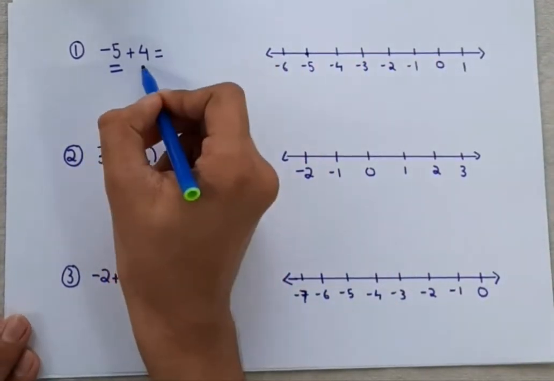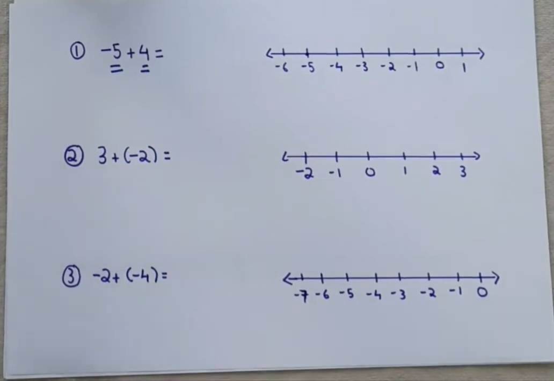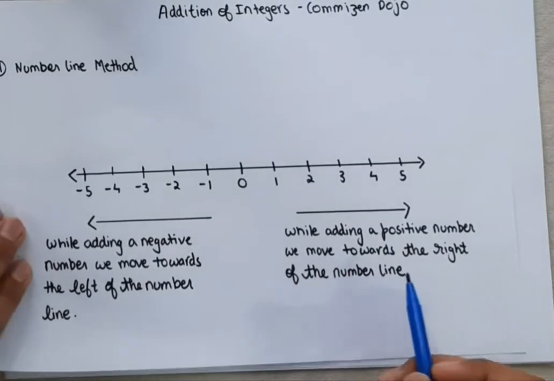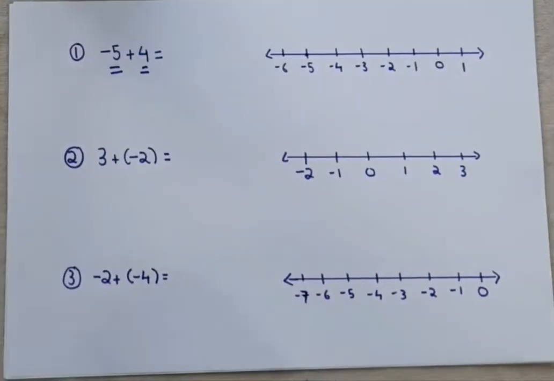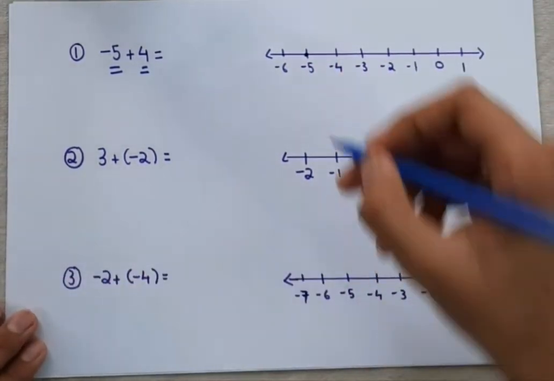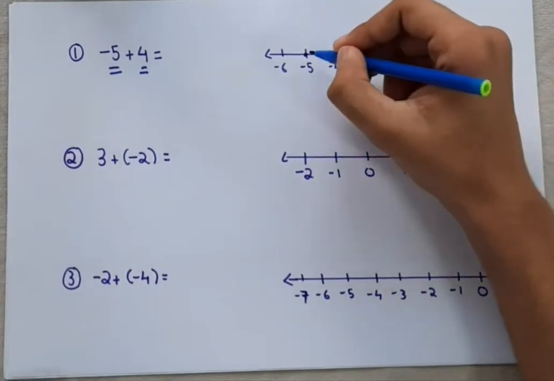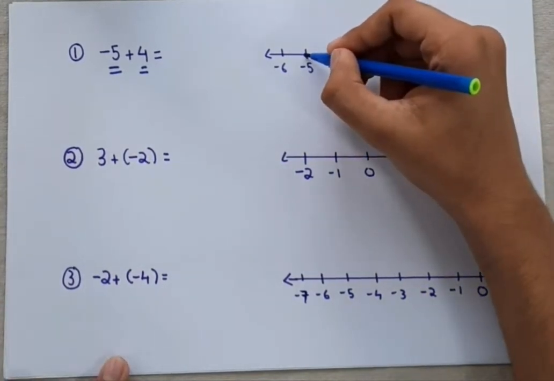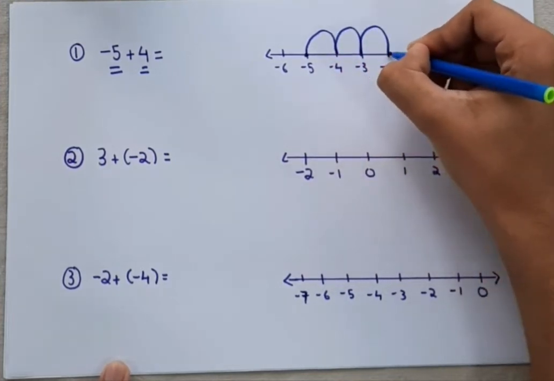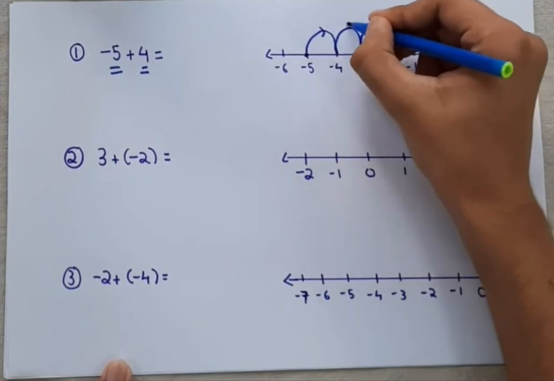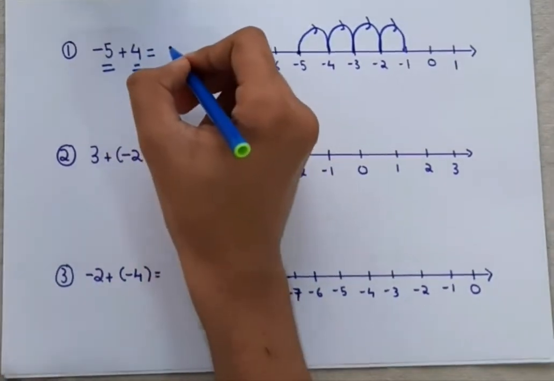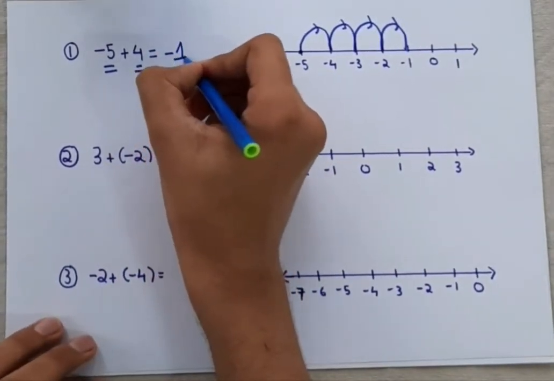And the second number is 4. Now 4 is a positive number, and we just learned that while adding a positive number, we move towards the right of the number line. So we start at -5 and move 4 spaces to the right: 1, 2, 3, and 4. Let's put our arrows. And we land at -1. The solution to this is -1.